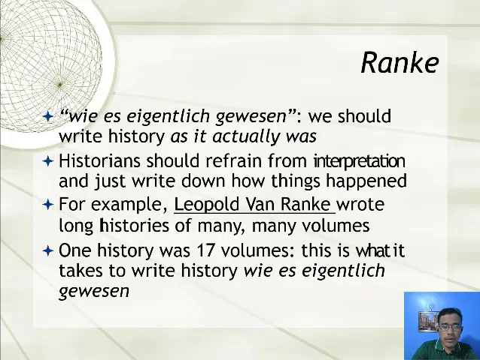So the second one is Ranke. I don't know how to pronounce it, Ranke, whatever. This was the point of view of Leopold von Ranke, who wrote long histories of men in many volumes. He said that we should write history as it actually was, still in an objective form. But how can a historian say that this is the objective form if it will conflict with, or is contrary to, the account of another historian? So for Ranke, historians should refrain from interpretation and just write down how things happened.